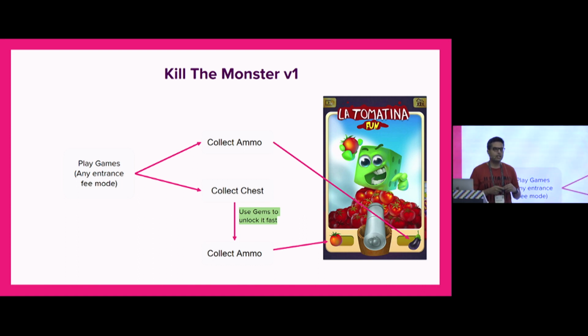So one of our first events in the game was something called Kill the Monster. All you have to do is play games, any entrance fee mode, doesn't matter, and you're going to get the same amount of something we call ammo. The tomato and the eggplant are basically ammo in the game. You click on the cannon, shoot the monster, and get his HP from like 100 to 0, for example.